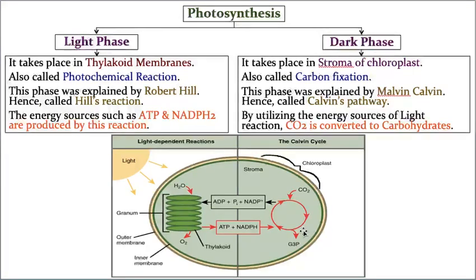They are the energy sources, and the output of the dark reaction is that carbon dioxide is converted into food material, that means carbohydrates. Hope you understood. These are the two phases. Now I am going to explain exactly where this light phase and this dark phase are taking place.